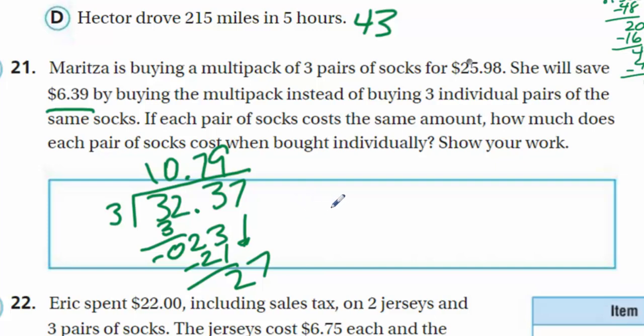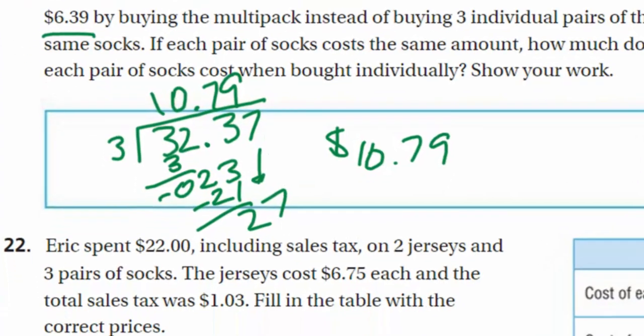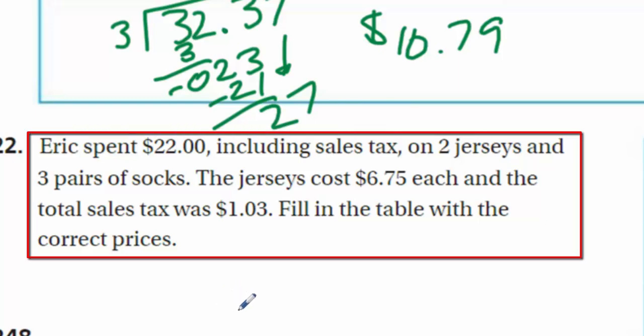Write my notes. So does it say show your work? Well, we showed all our work. I think I did plenty of explaining here. So each pair of socks would be $10.79.